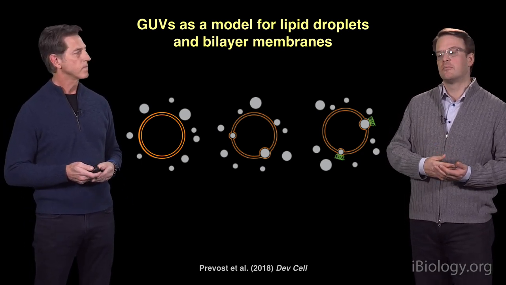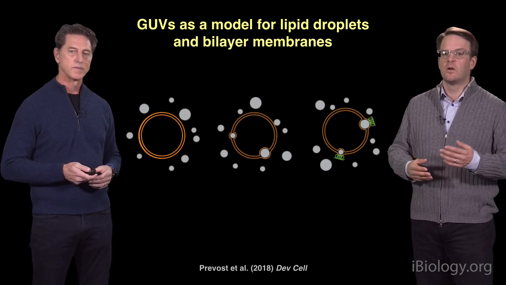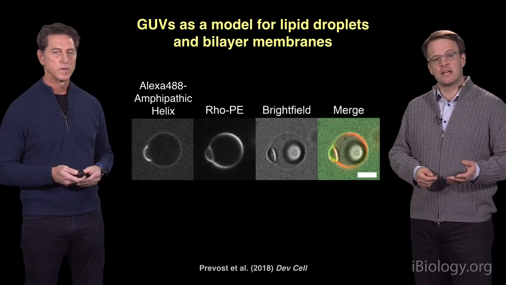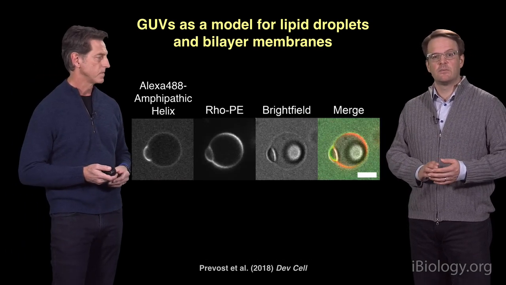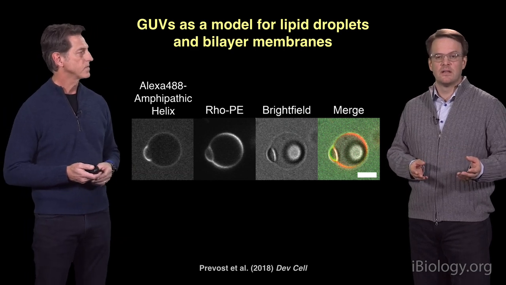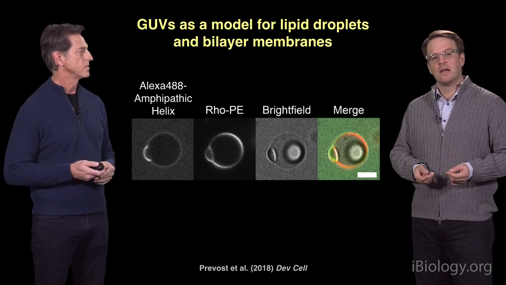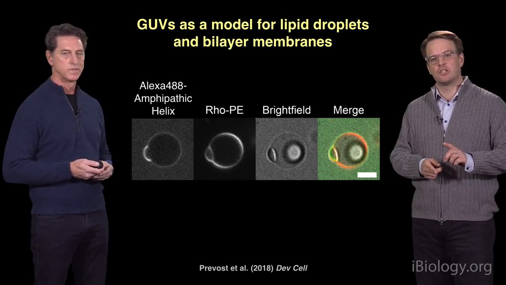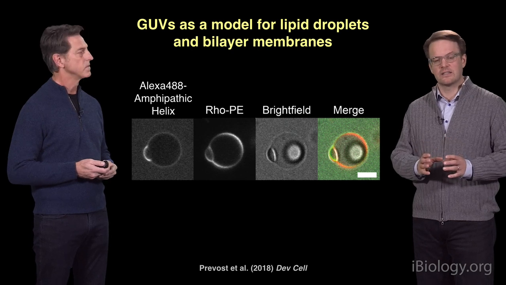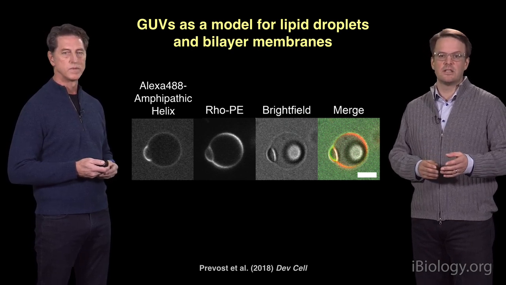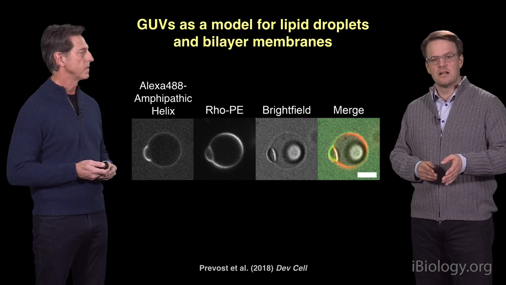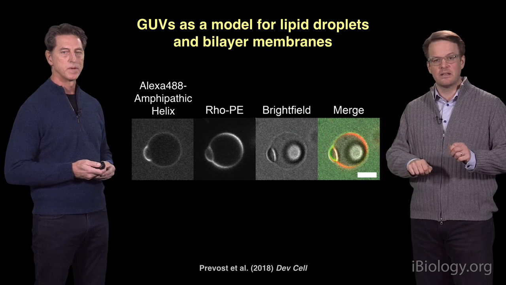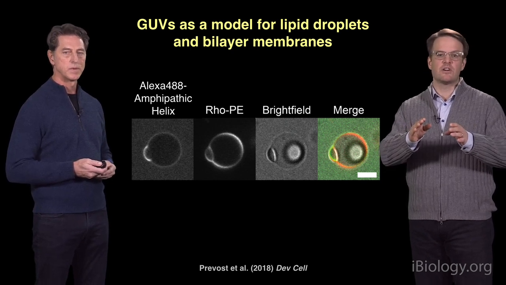We can then add proteins to that system and study where they go, to the bilayer membrane or to the droplet. Now in this slide, you see an example experiment in which we take an amphipathic helix protein and incubate it with such a system. You can see that this protein binds specifically to the part of the GUV from which the triglyceride lens is bulging. You can also see rhodamine PE, or rho PE, here as a marker for the lipids. And you can see that there is a big bilayer membrane that splits up into two monolayers around that oil lens.